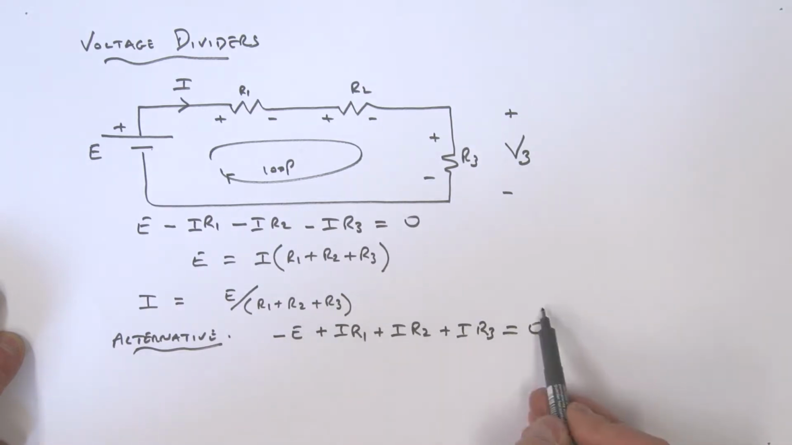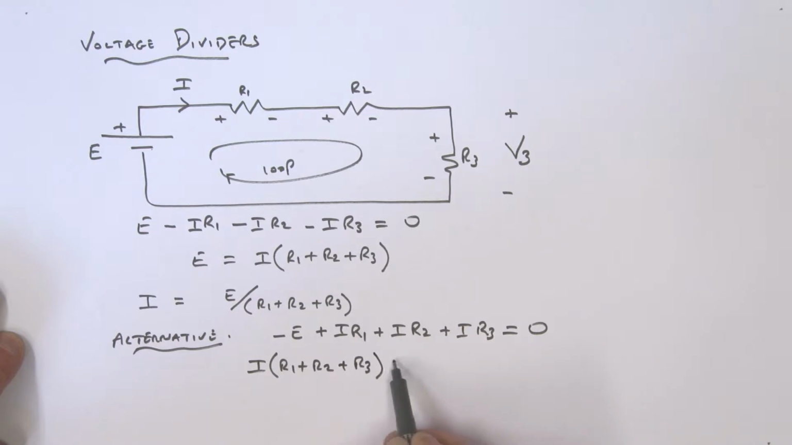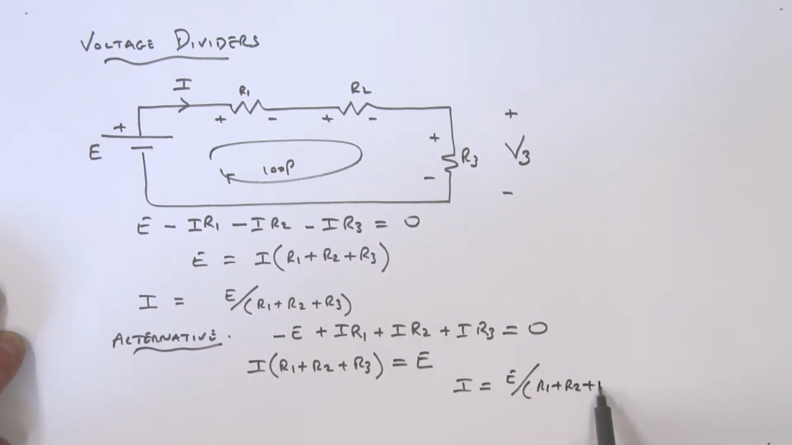So once again, I can take the E to the other side, and I have I, open up a bracket, R1 plus R2 plus R3 is equal to E. And this is the same as what we had above. So again, I is simply equal to E divided by R1 plus R2 plus R3.